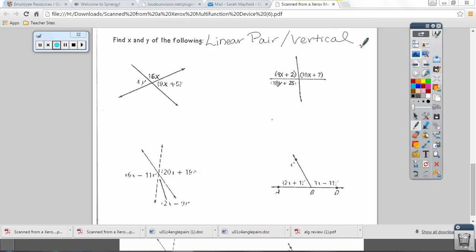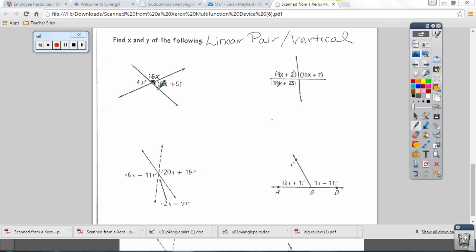Let's check some stuff out. If I look at this angle right here and this angle right here, these two angles are vertical, right? Vertical angles are congruent. So what does congruent mean? Equal. So if I were to set 4y equal to 9x plus 5, I would not be able to solve this equation. I cannot solve this equation because I can't have two unknowns in one problem. So that's not going to help me. So where I need to start is where my variables are the same. So okay, 16x and 9x plus 5, they have the same variable.